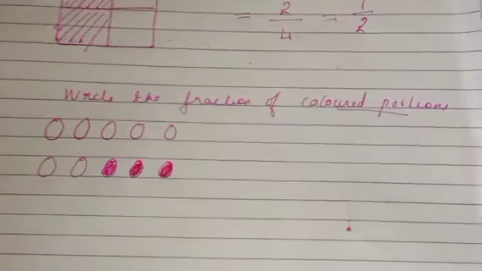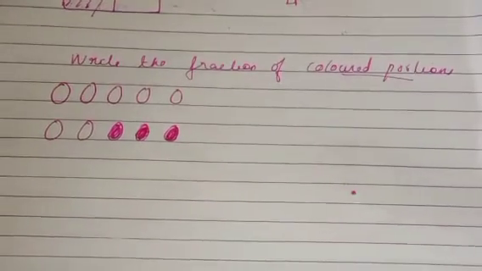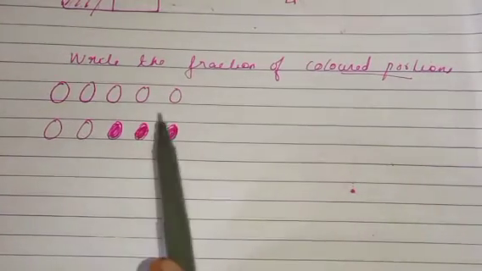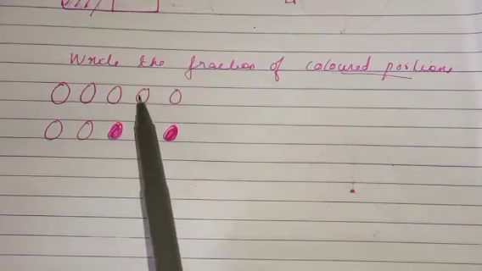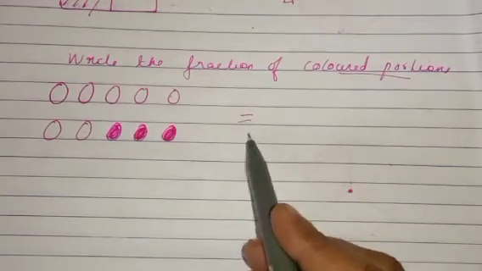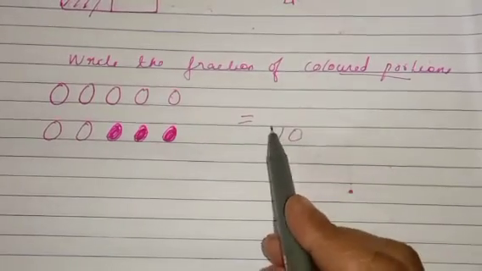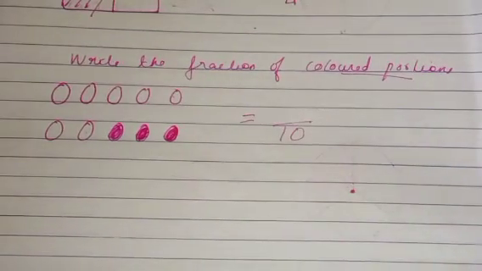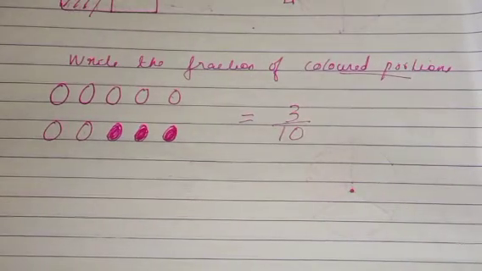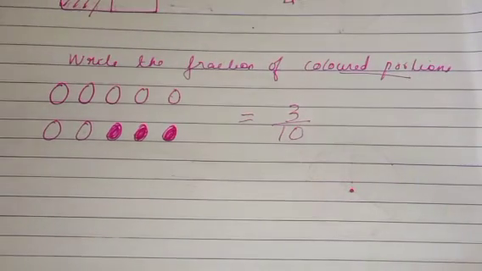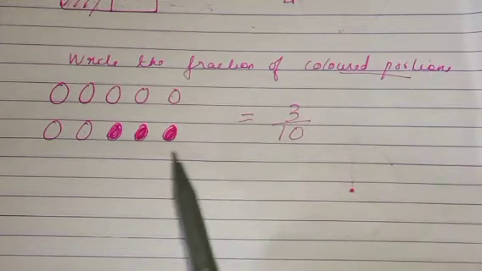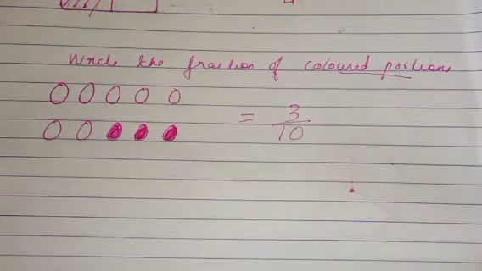Next one, write the fraction of colored portions. Here you count how many circles are there: 1, 2, 3, 4, 5, 6, 7, 8, 9, 10. So 10 is the denominator, and how many portions are colored? 3. So we can write the fraction as 3 by 10. It is 3 divided by 10.